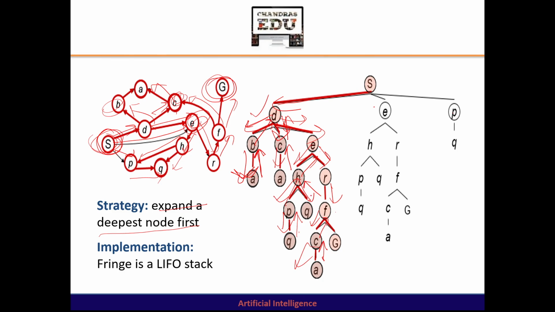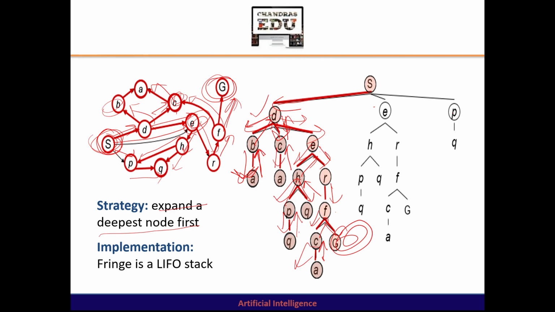From F, the other path is nothing but G, which is the goal state. So it has achieved the goal. So that's how it will find the solution in depth first search.